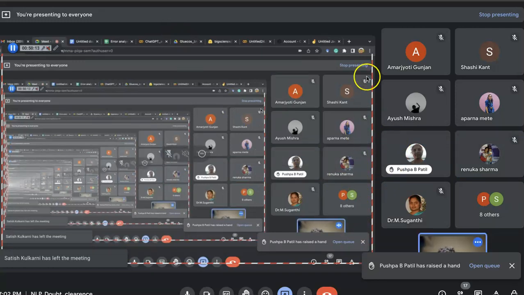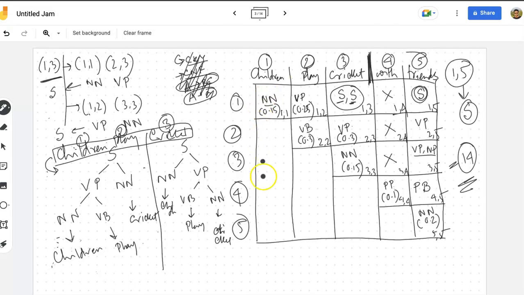Pushpa B Patil, you can ask. Hello, sir. Yes. I'm not getting the path you are saying, 1, 1 tends to 1, 1 and 2, 2. So you are not getting how this 1, 1 cell is getting this NN. I got NN, sir, but 1, 1 tends to 1, 1 and then 2, 2, you said that, I am not getting.